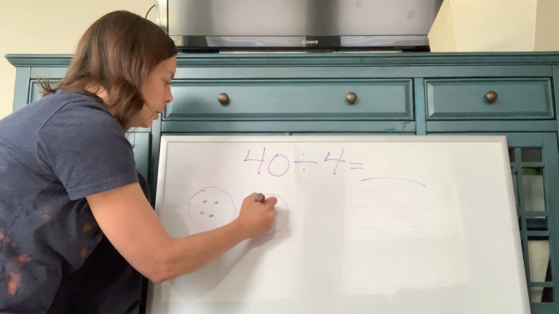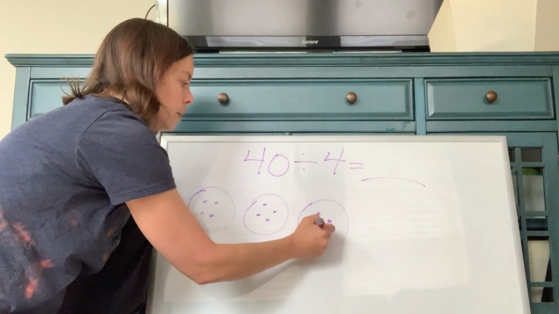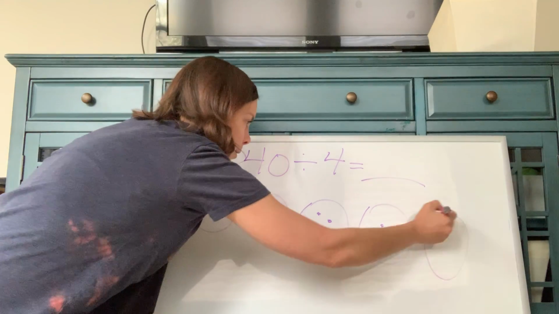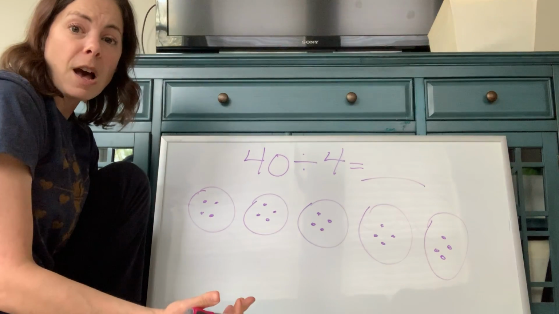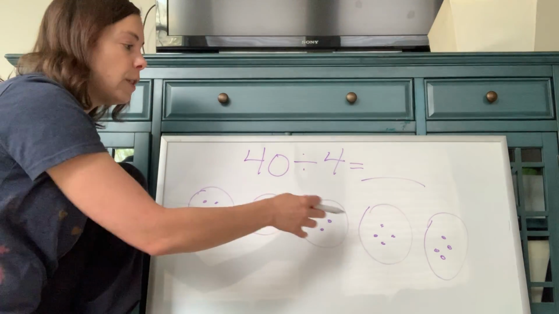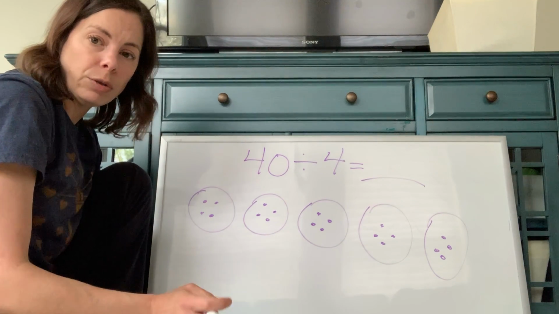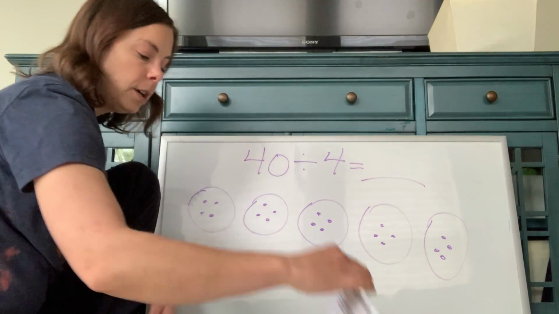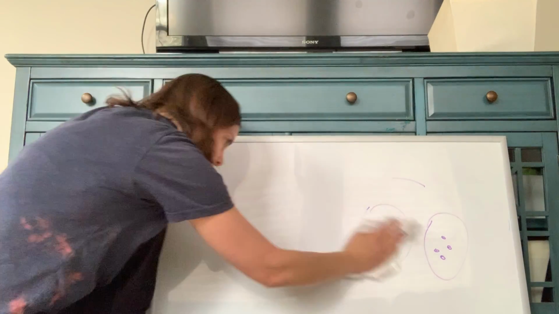4, 8, 12, 16, 20. I'm going to stop. I'm not finished. I only got up to 20. And so far I have 5 groups. You figure out how many students will get 4 leaves each. Okay? That's number 11. You might have to pause the video so that you can finish that one.